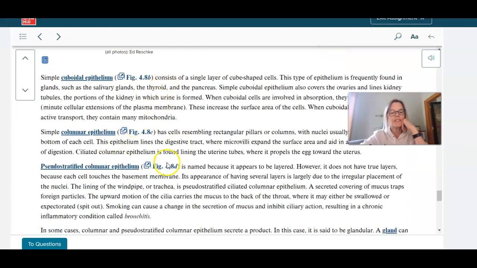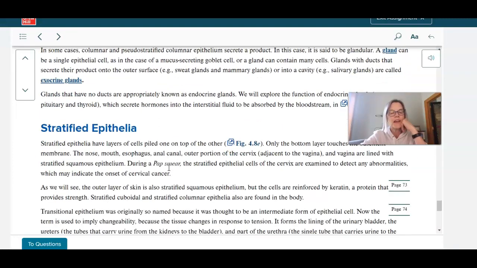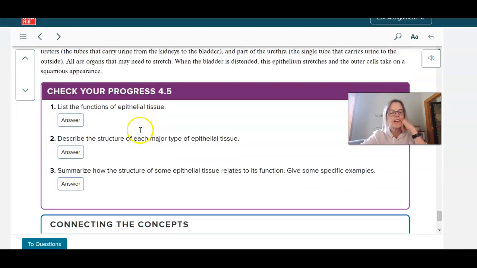Talks a little bit about some different kinds of epithelium, and as we just talked about here, you should be able to answer these questions. So good luck with epithelium.